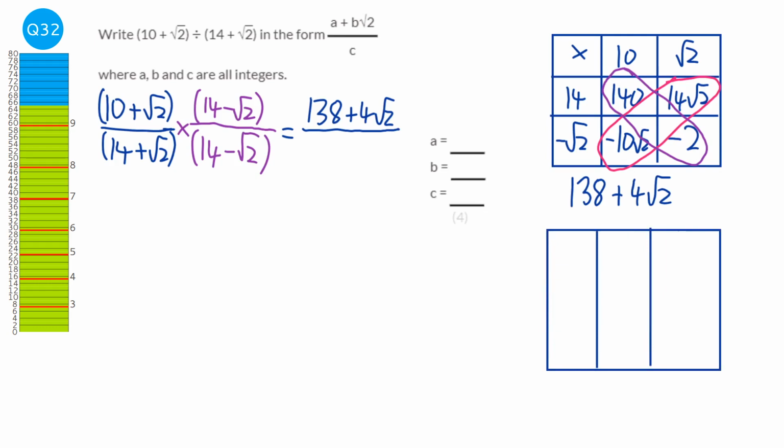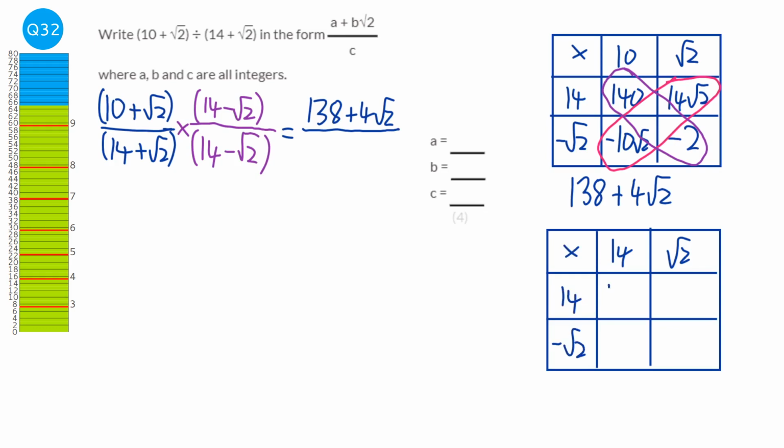And I like these grids because you can see if you've made any mistakes quite quickly. You can check your working. So 14 plus root 2 times 14 minus root 2. You'll see why in a second we do the opposite.